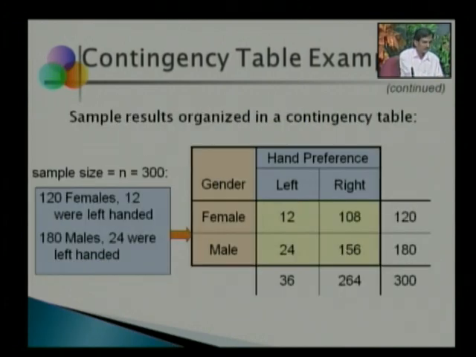So this is the observed data. We have taken a sample of size 300. Out of 300 students, 120 are female, 180 are male, and again out of 300, 36 are left-handed and 264 are right-handed. And here this is the cross classification. That means out of 120 female students, only 12 are left-handed and 108 are right-handed. In this way we have the 2 by 2 contingency table, and the sample size is 300.